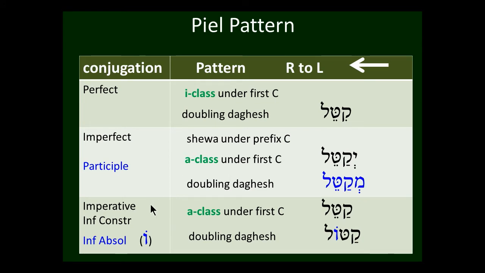For imperatives and infinitive constructs, and to a lesser extent infinitive absolute, you're going to have an A-class vowel under the first consonant, and then doubling of the second. For the infinitive absolute, the thematic vowel will be holam vav, and for the imperative and infinitive construct, it'll be the tsere. So that's your set of Piel patterns, Piel tells.